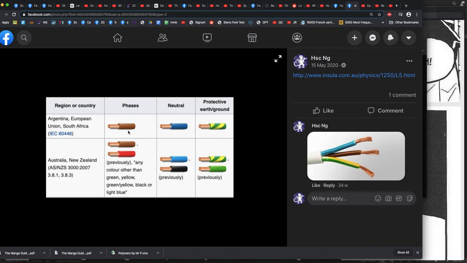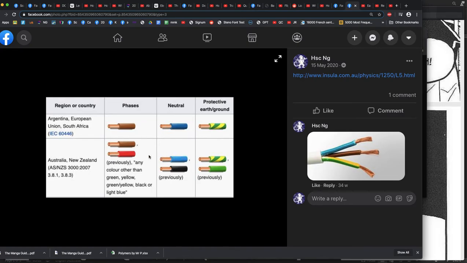Now, in Argentina, the EU, and South Africa, and in Australia and New Zealand, they use different standards. America has different standards again, so they're a little bit more confusing. But what we have is brown for the live, the phases. So if we have 3 phases, we might have multiple colors, but the electricity that's coming into the house runs on the red or the danger wire. It's to warn you that there's danger. And then the return, the cable that takes the electricity back to base, is black.